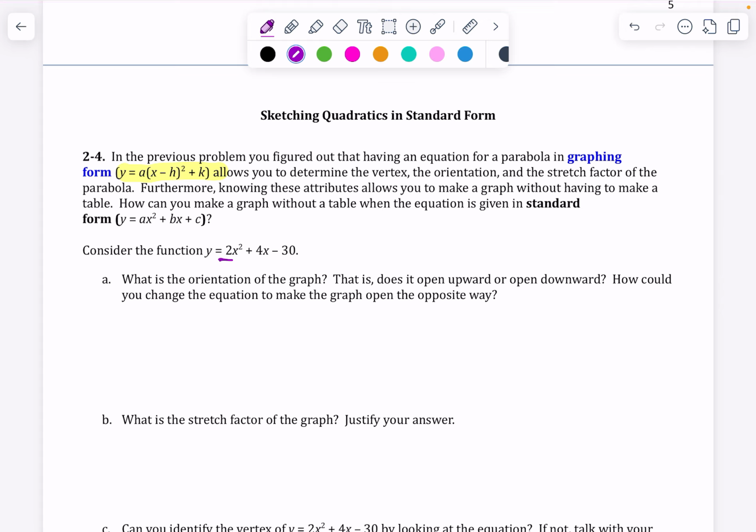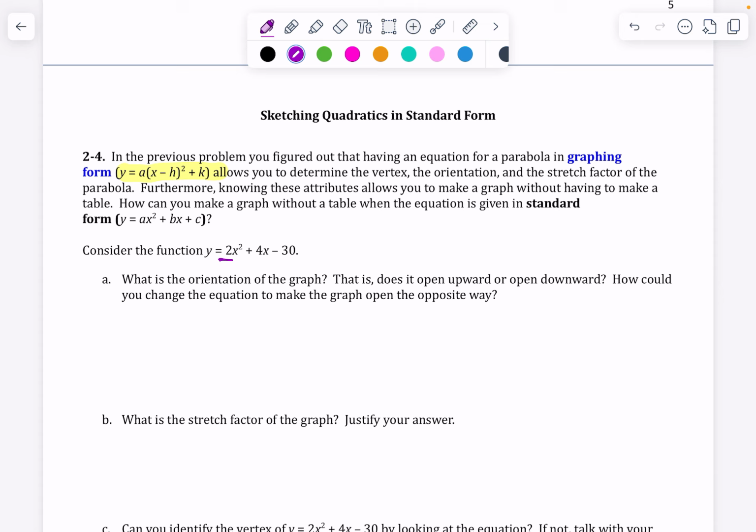However, we're going to talk about how we can figure out the orientation, so if it opens up or down, as well as it does actually allow us to see a stretch. It just doesn't really tell us where that parabola is centered on our graph, like where the vertex is or where the x-intercepts are. We have to do a little bit of work to get that. So the first thing says, what is the orientation of the graph? That is, does it open upward or downward? How do you change the equation to make the graph open the opposite way?